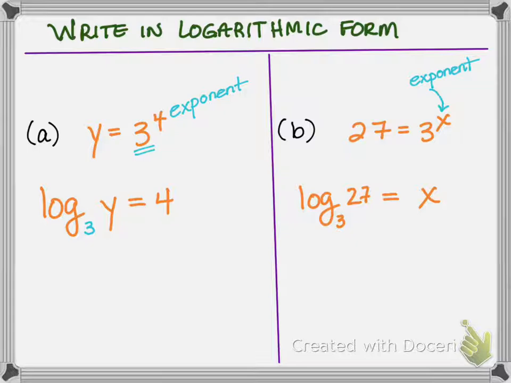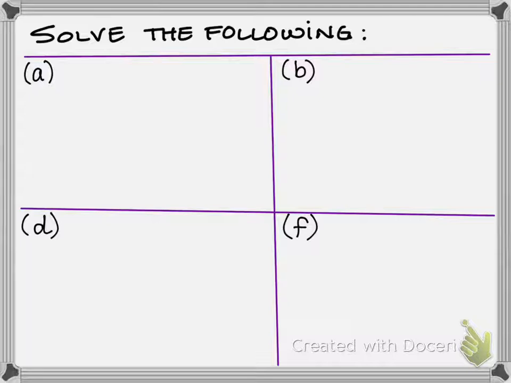But what you have to remember is that the base of your exponential is what goes here in the subscript. So this is the answer you should have written: log base 3 of 27 equals x. Okay, so let's use these skills that we just figured out and solve some problems.